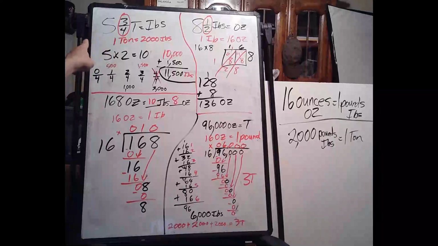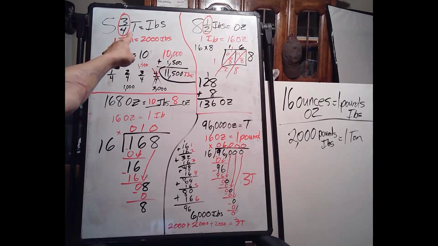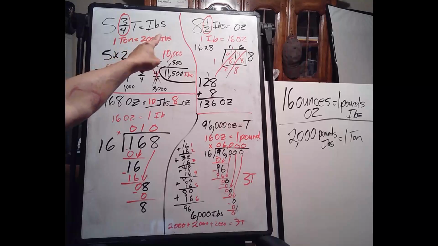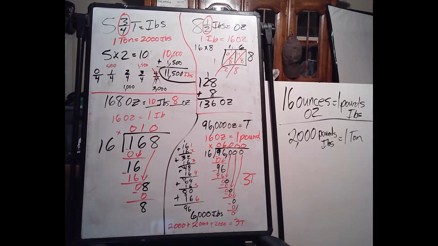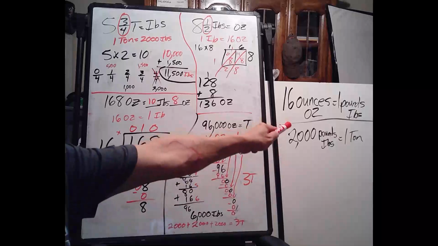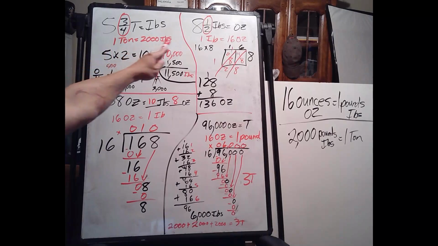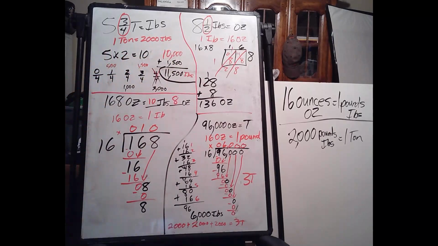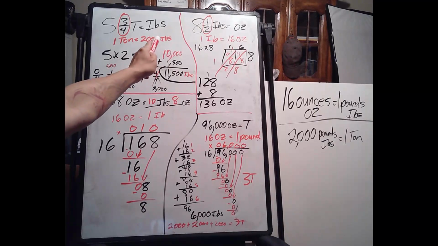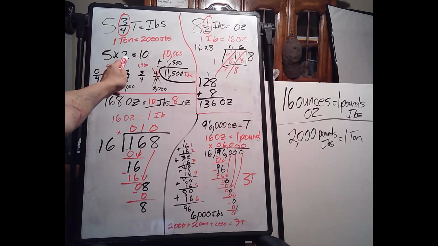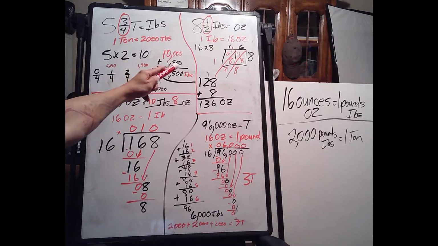I look up here. Hey, 5 3/4 of a ton equals how many pounds? I don't know. Well, what do you know? If you know your rules, there's only two of them. I know that 1 ton is 2,000 pounds. Oh, well, if 1 ton is 2,000, what's 5 times 2? 5 times 2 is 10, but we need what? We need those 3 zeros. So 5 tons times 2,000 is 10,000.